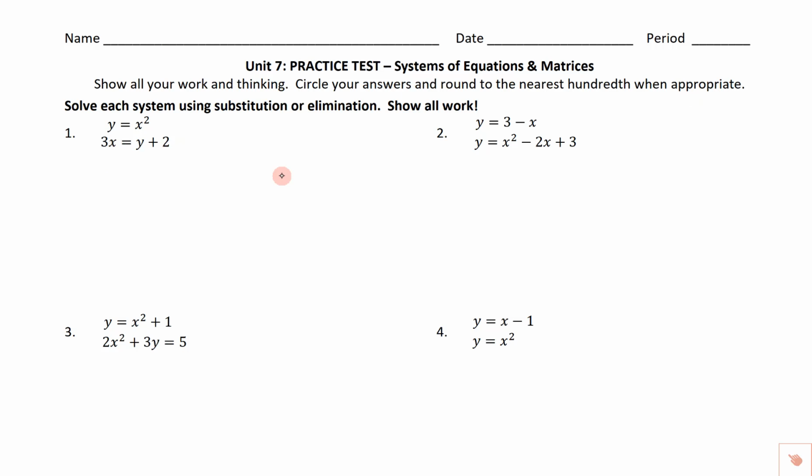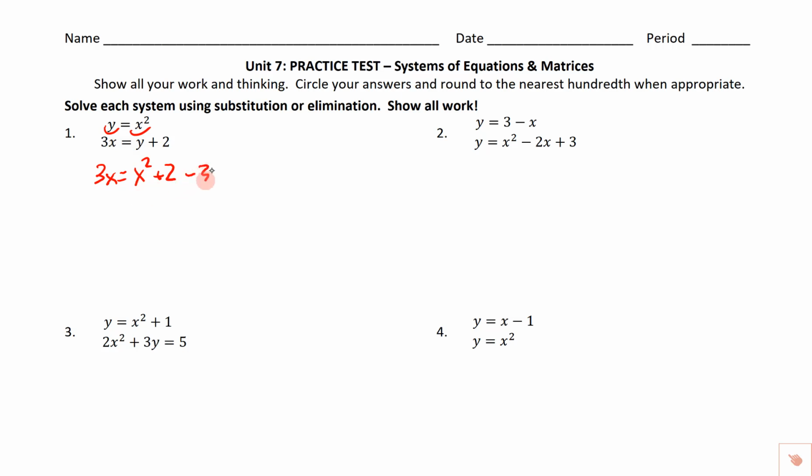This one's clearly set up for substitution. Y is equal to x squared. So we're just going to put that right in the place of y. So wherever there's a y, we're going to put an x squared. So this is going to be 3x equals x squared plus 2. And then we're going to move this around. So we've got this quadratic set equal to 0.